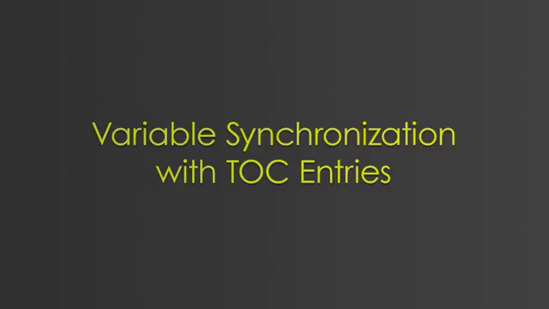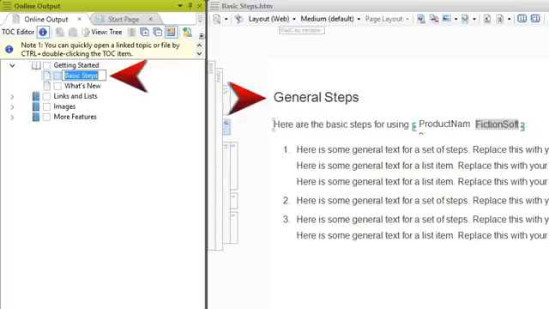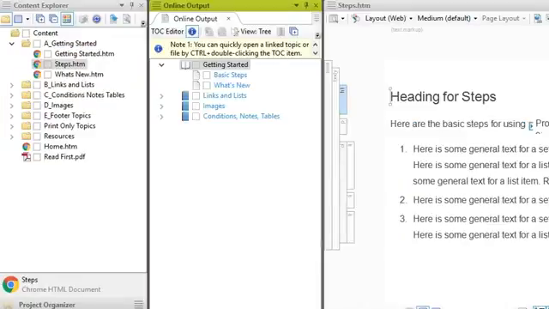Speaking of variables, Flare now offers synchronization with TOC entries. In previous versions of Flare, you would need to manually change the labels for a TOC entry when you edited the title of its linked topic. If you forgot to make changes to the TOC entry, you would end up with topic titles that were inconsistent with the entry in the TOC. Starting in this version of Flare, you can use new system variables to ensure your TOC entries are always in sync with your topic titles.